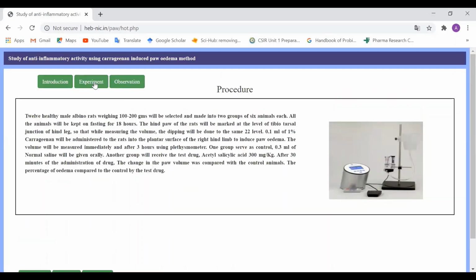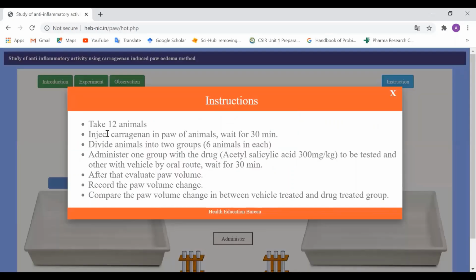So coming on to experiment, here the procedure is described once again. Take 12 animals. Inject carrageenan in paw of animal and then wait for 30 minutes so that inflammation can occur. Divide animals into two groups, 6 animals in each.